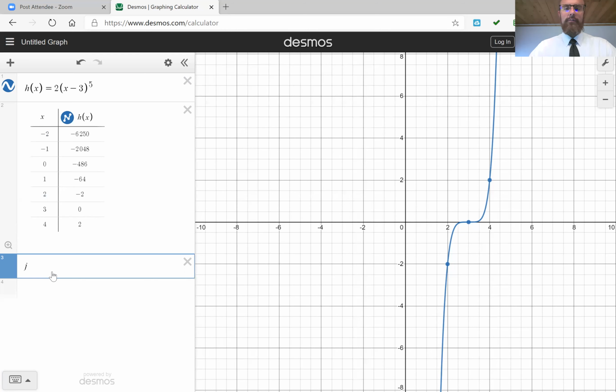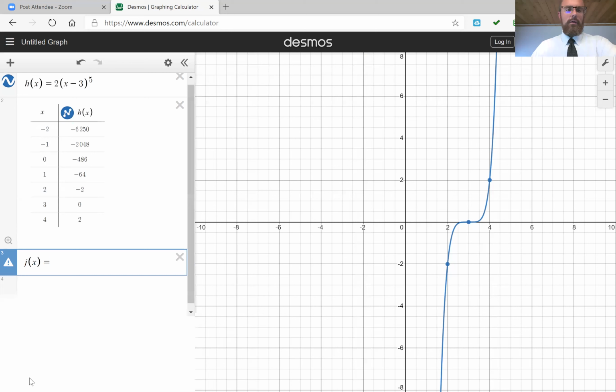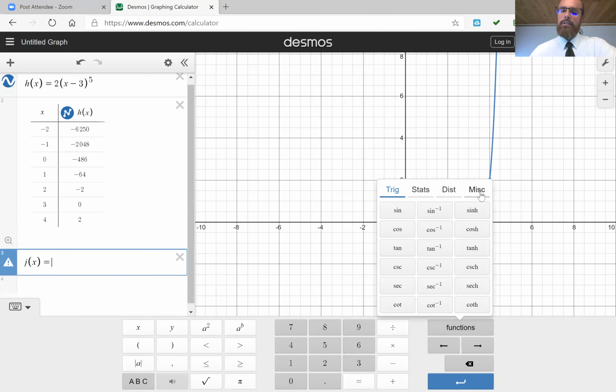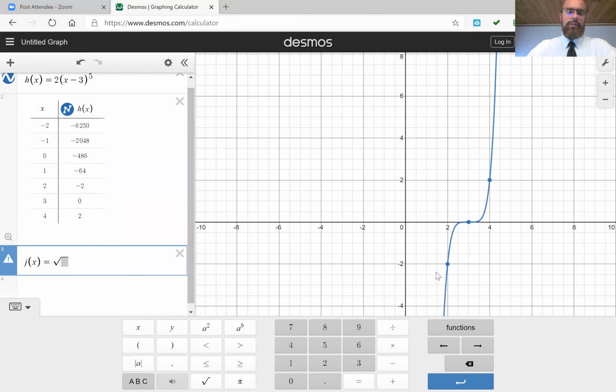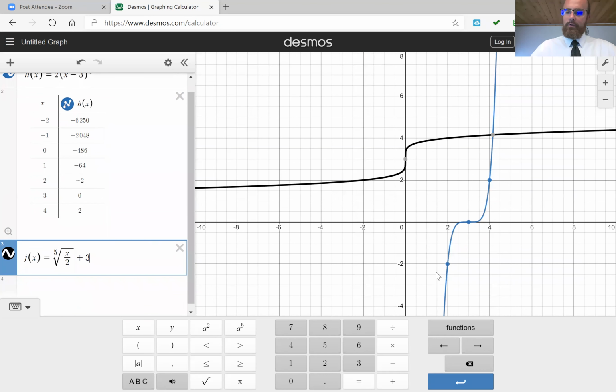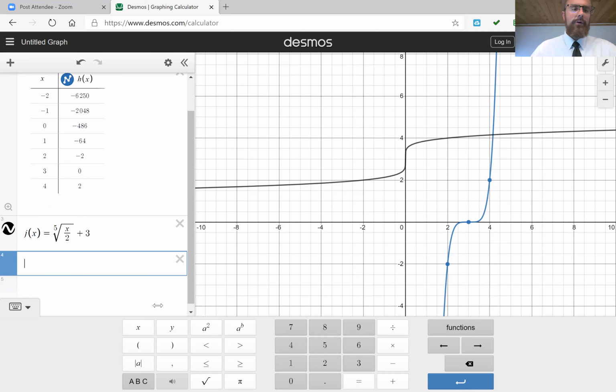So let's call that j of x equals the 5th root. So let's say how we get the 5th root. I'm going to go to the keypad. The square root's there on the main keypad. The 5th root, really the nth root, is hidden in the functions under miscellaneous. And that nth root allows us to input our own index. So we'll put the index of 5, the 5th root of x halves plus 3. So I need to make sure that plus 3 is on the outside of the radical. And that gives me a graph of the inverse.